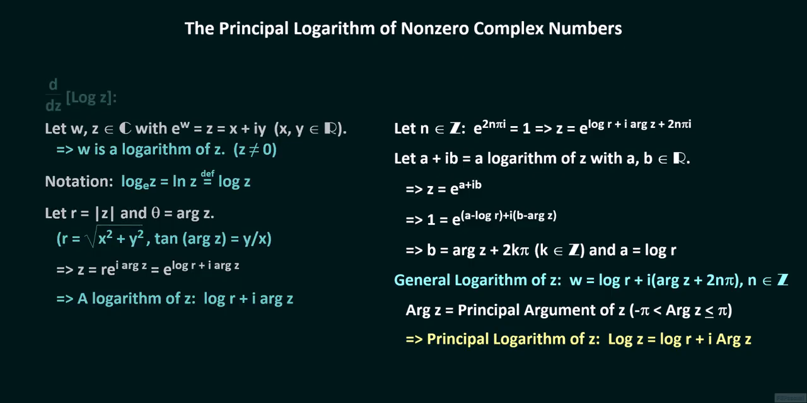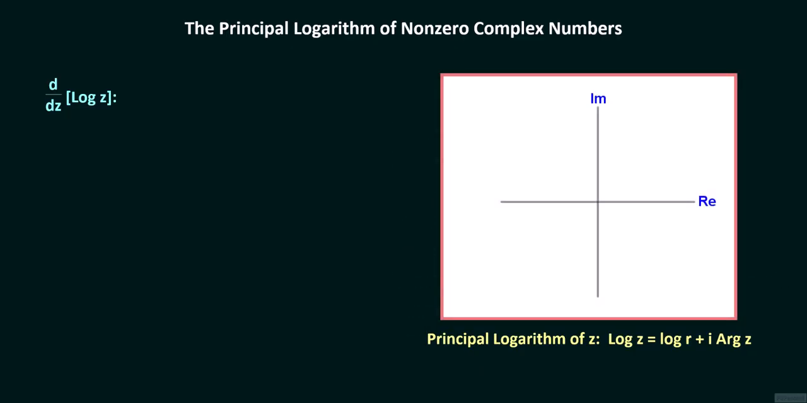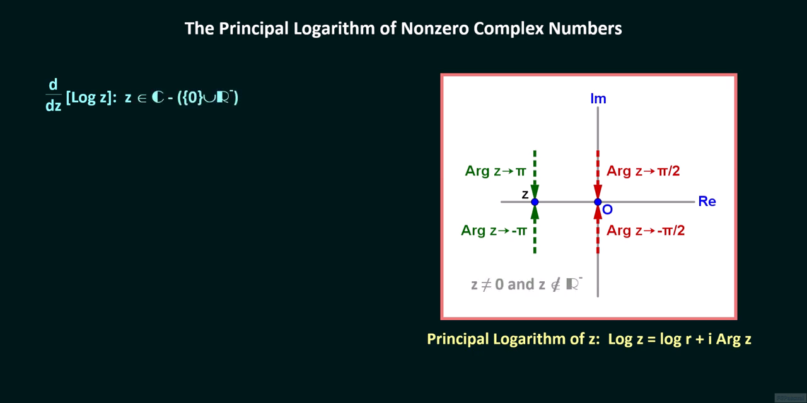We now talk about the derivative of the principal logarithm function. The principal argument function is not differentiable for 0 and for negative real numbers. A reason being that the limit of the principal argument function does not exist at 0 and at negative real numbers. Consequently, the principal logarithm function is not differentiable at 0 and at negative real numbers, and so we assume that z is neither 0 nor a negative real number.